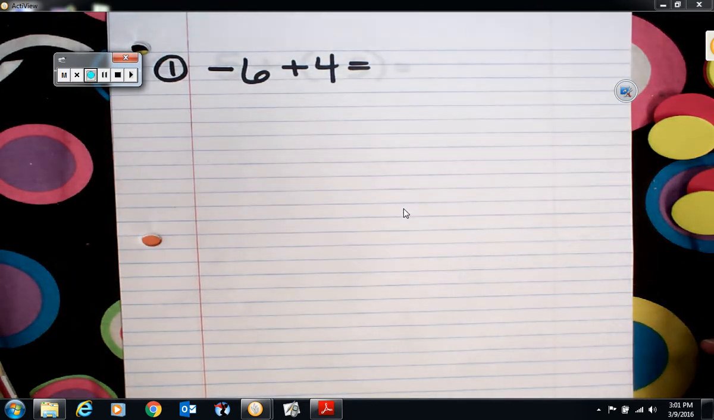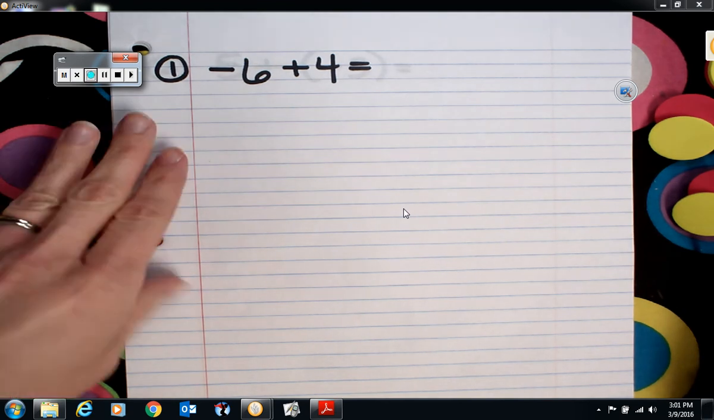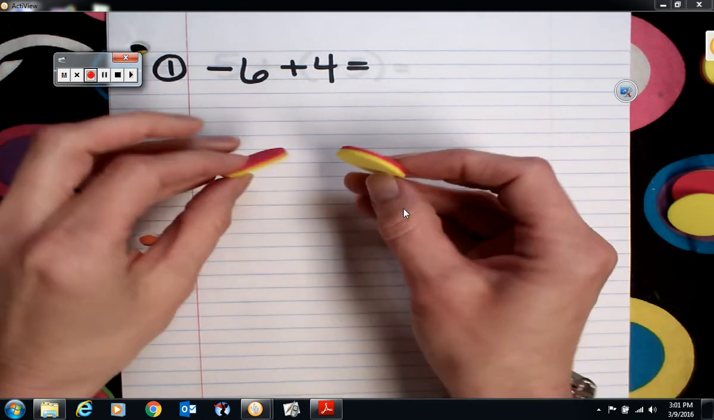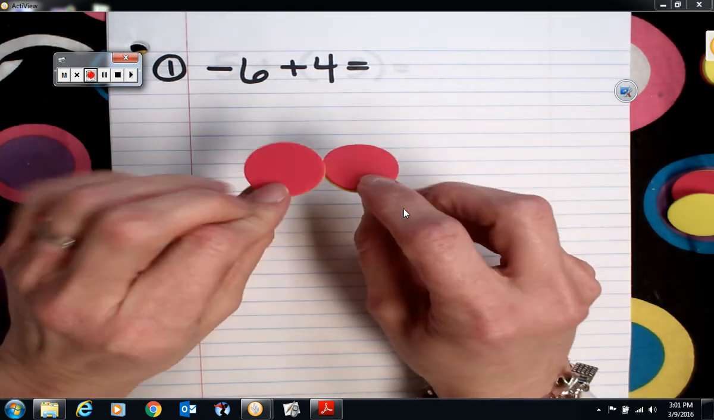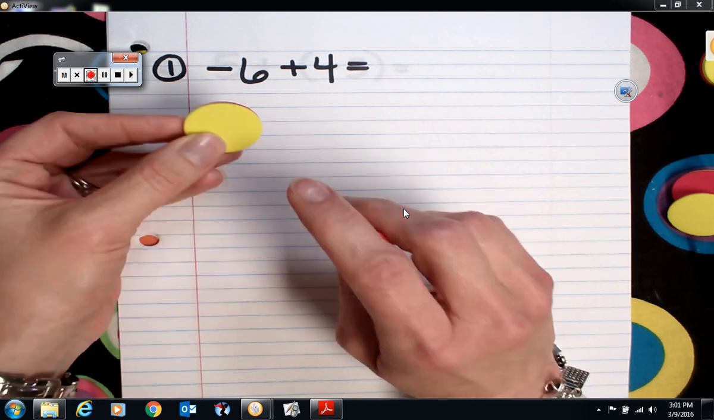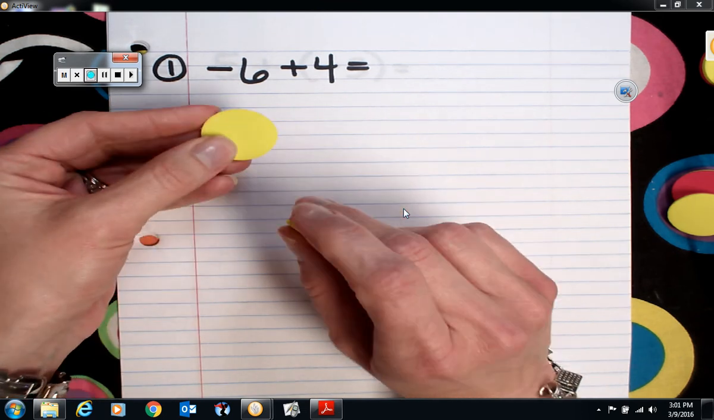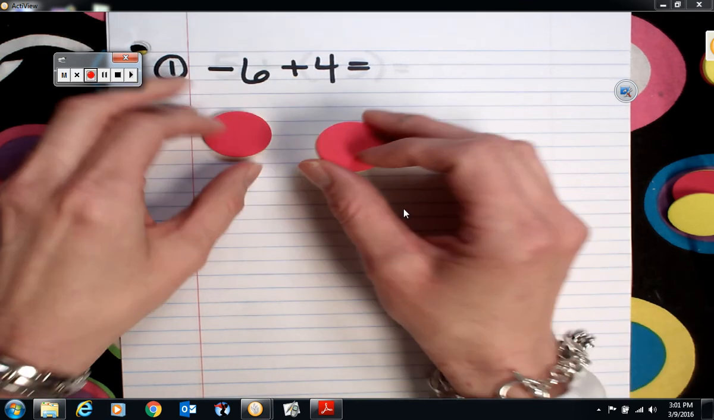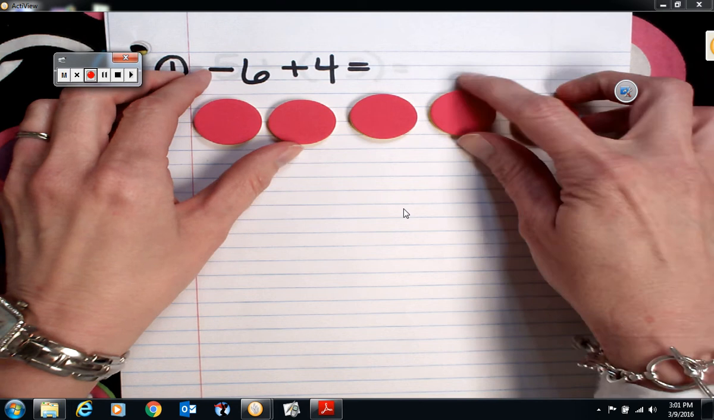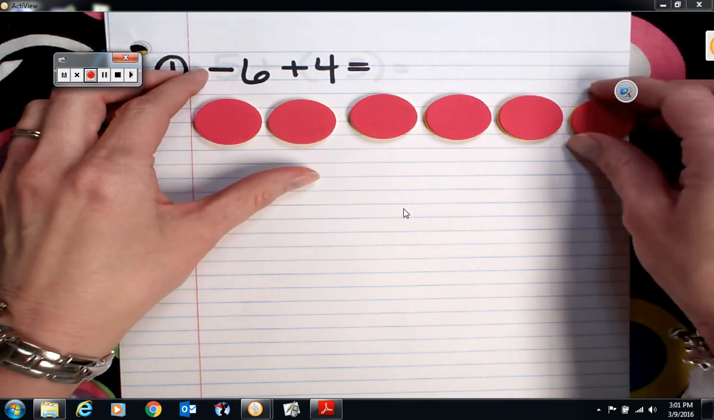Today we are adding integers with different signs. So we're going to start with -6 plus 4. To represent -6, I'm going to use the same red and yellow counters we were using yesterday, where the red side is going to represent -1 and the yellow side represents a +1. So if I want to represent -6, I'm going to start with 6 red counters to represent -6.